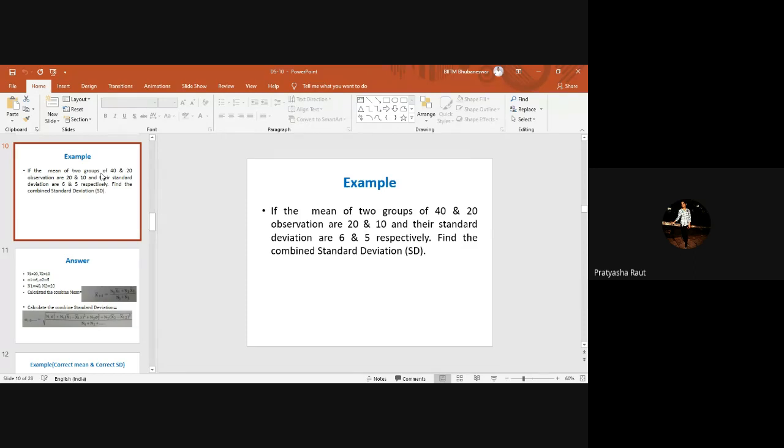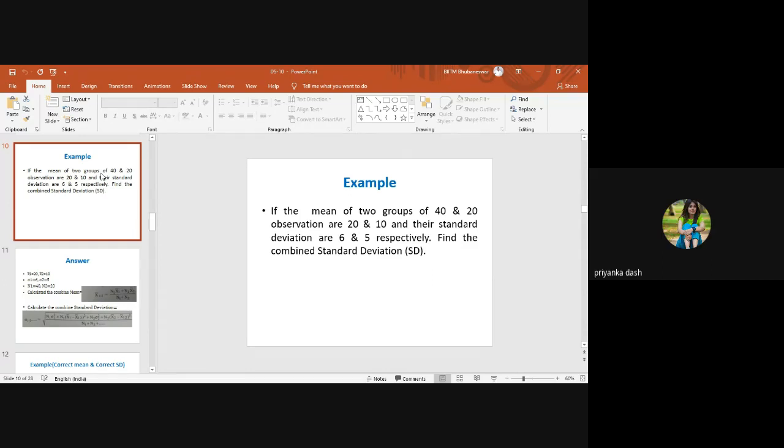So what are the values of N1 and N2 here? 40 and 20. And the means of the first series and second series? 20 and 10. And what are the standard deviations of the first and second groups? 6 and 5.